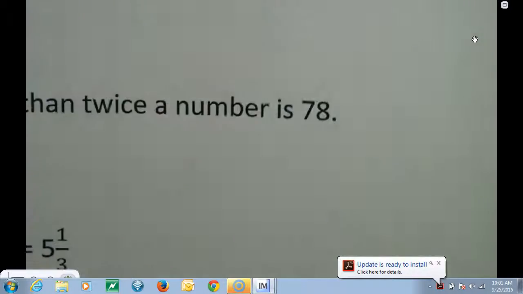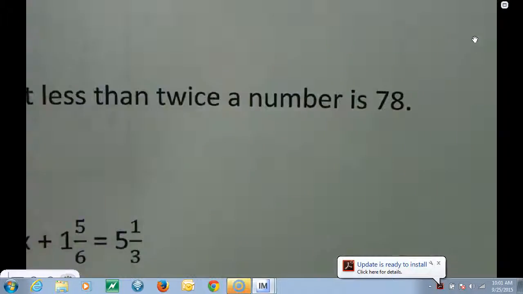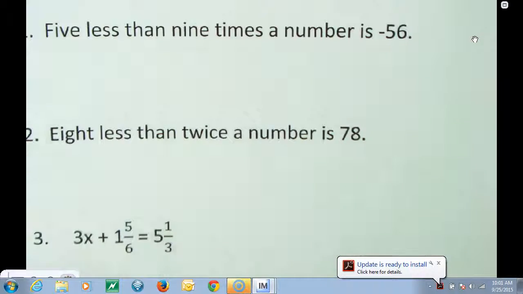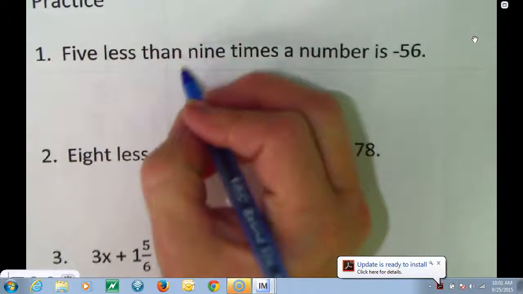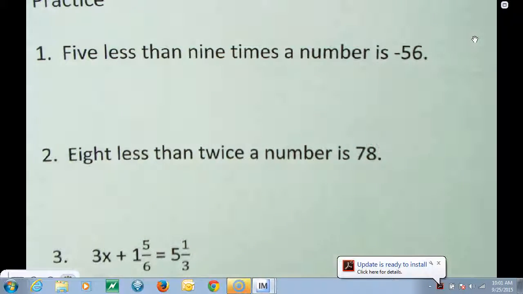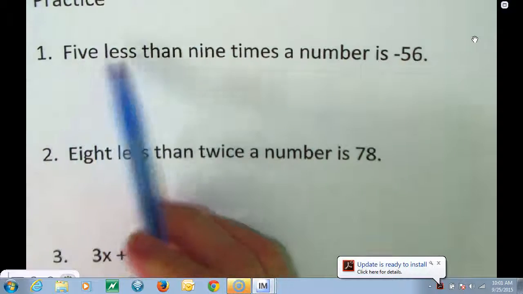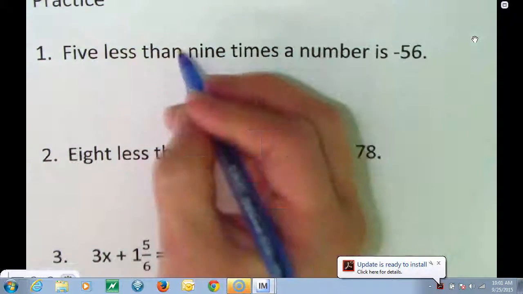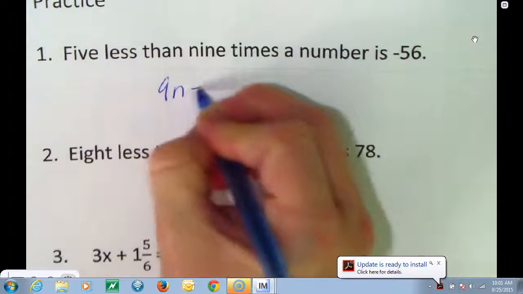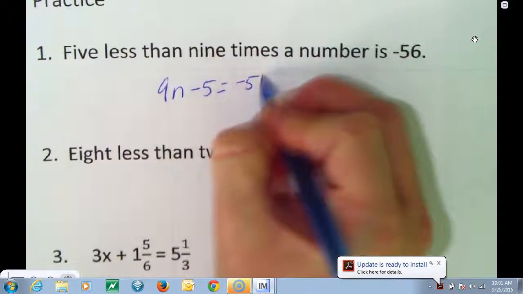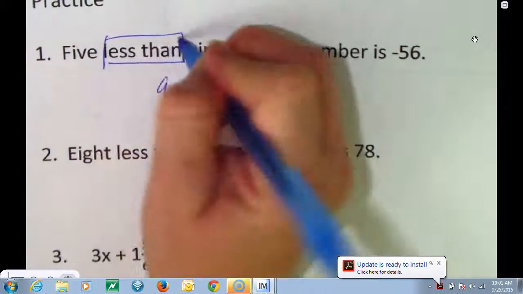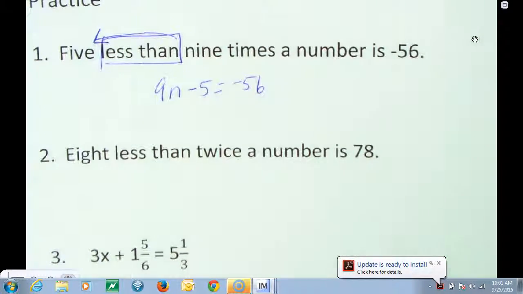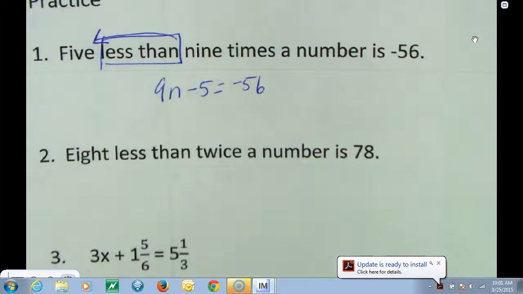Okay, number 1, how are we going to write that down? We're just writing it as an equation. Five less than 9 times the number is negative 56. There you go. Remember, when it's less than, you have to draw your arrow and you have to write it backwards.